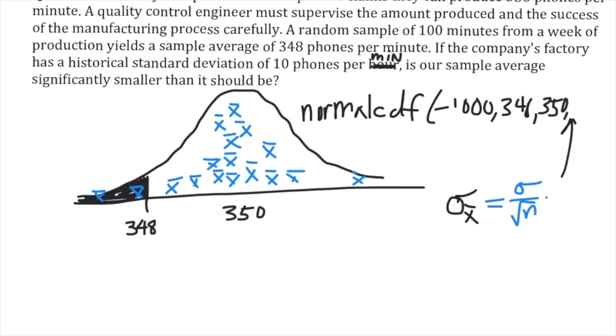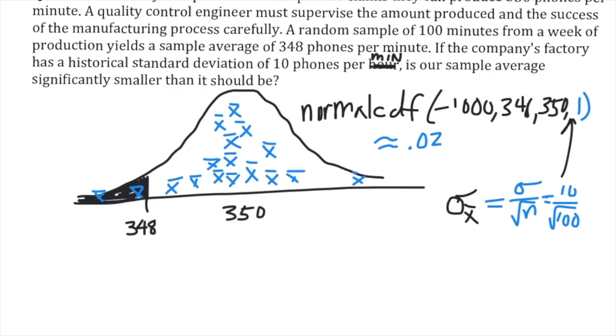So for this example here, 10 is the standard deviation, and there were 100 in our sample. So our standard deviation ends up being just the number 1. So if you plug that into a graphing calculator, you end up getting an answer that's very, very close to 2%.